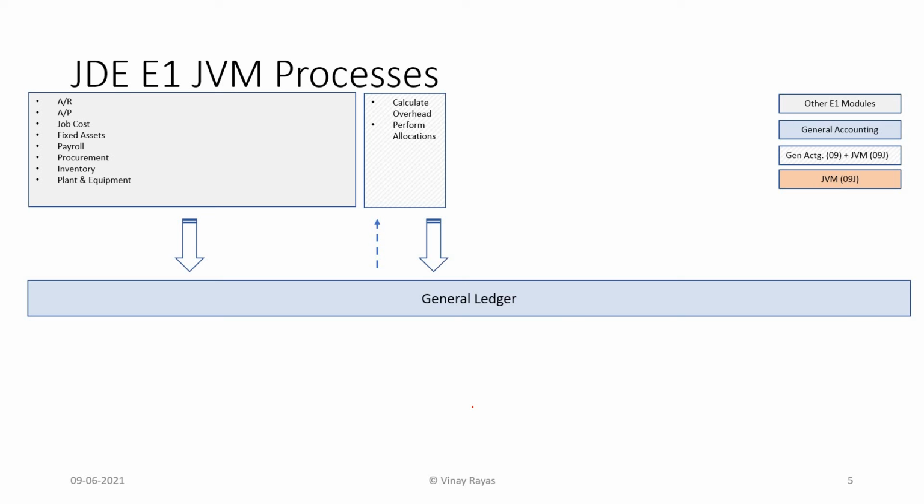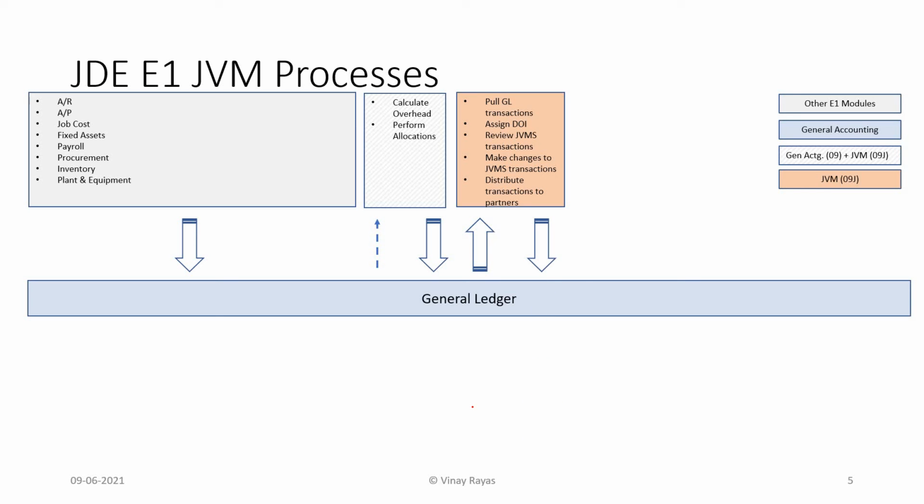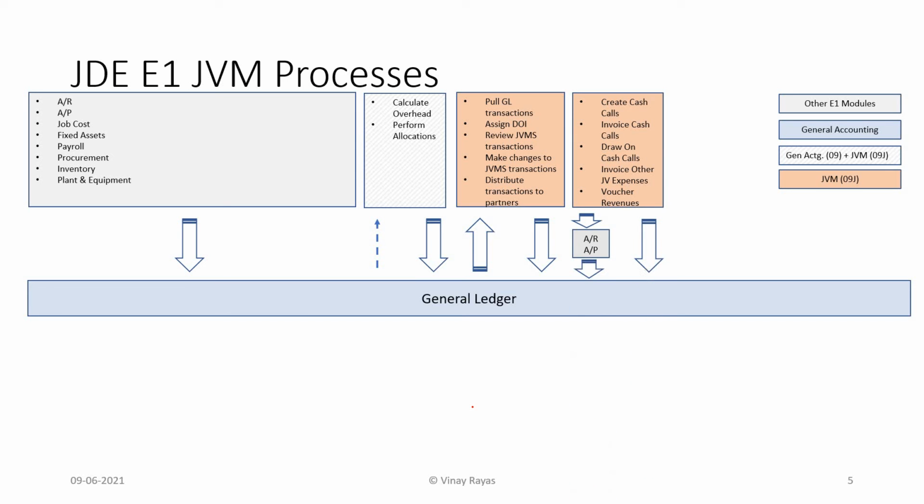JVM processes include extracting relevant data from the GL to JVMS, assigning division of interest rules to them, reviewing and changing JVMS transactions, and then distributing them amongst partners. The business terminology for this process is commonly known as cutback. Additionally, in JVM, there are various other processes, which are optional. These include create, invoice, and draw on cash calls, invoice other JV expenses and voucher revenues.